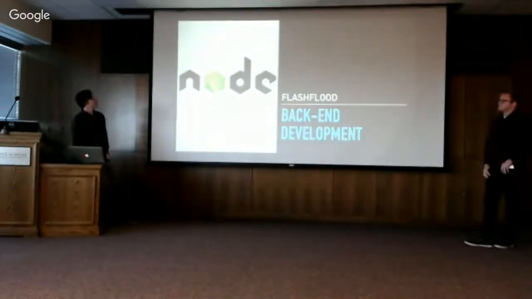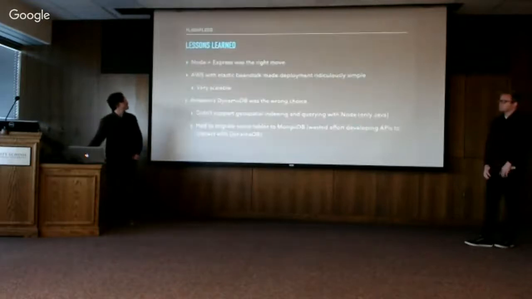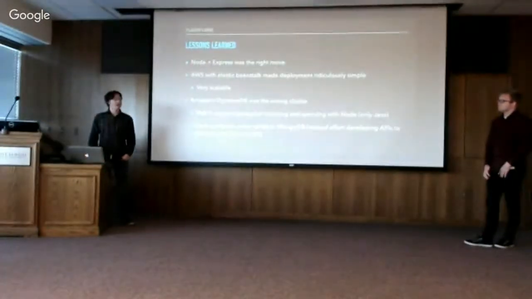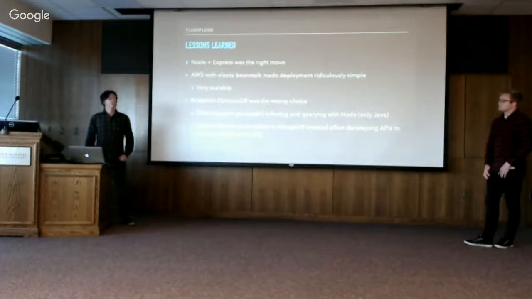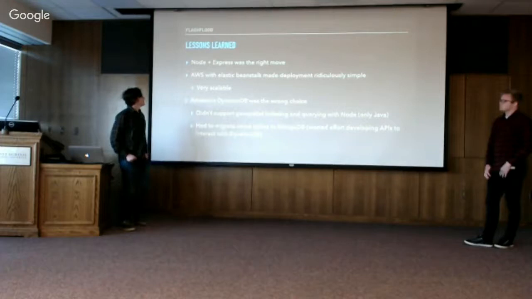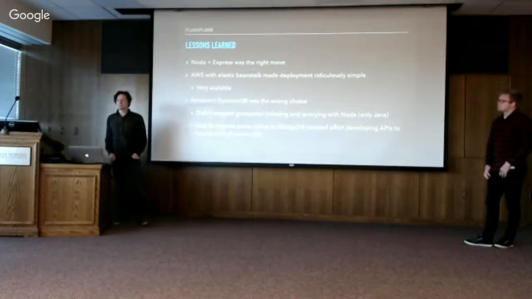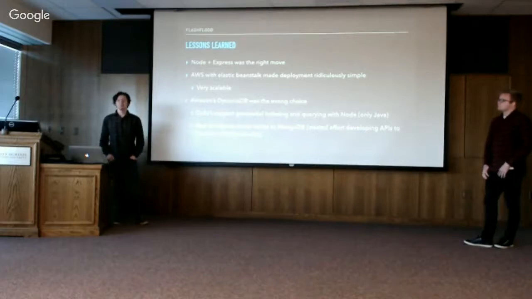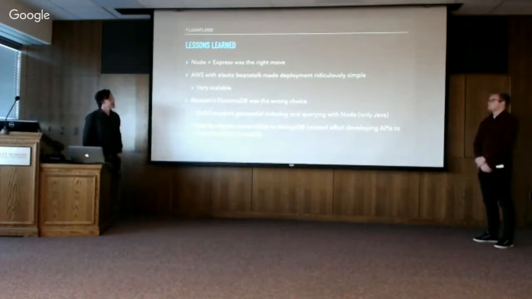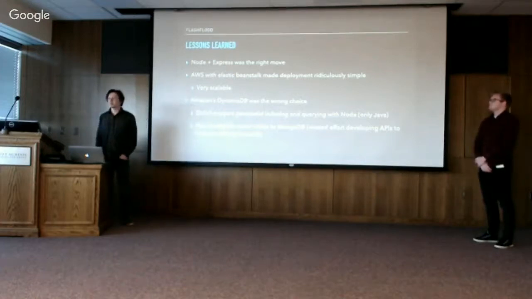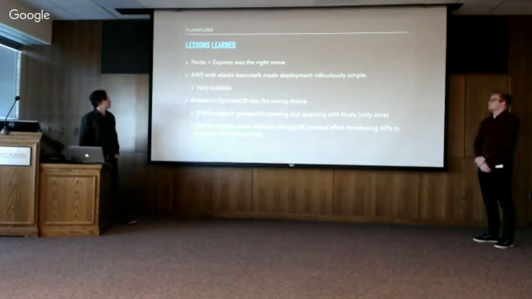All right, let's do learnings from back-end development. The first thing we learned was that building the API using Node and Express is definitely the right move. It was very simple, easy to get started with. I had never used Node or Express before, but I picked it up really quickly. Also, AWS with Elastic Beanstalk made deployment extremely simple. All I have to do is type in a single command and it will deploy the app. It's also very scalable, meaning that if we get a lot of usage, we can instantly scale up the number of instances, so it's running multiple servers at once.